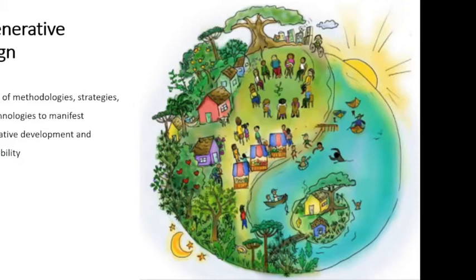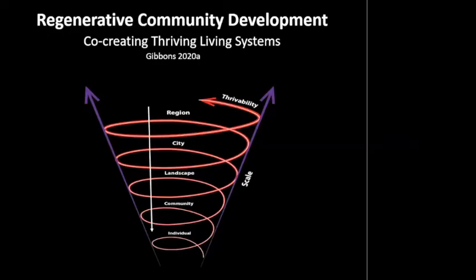And then regenerative design is our system of methodologies, strategies, and technologies to manifest regenerative development and sustainability. And this is a process that happens across scales. So even though we have specific projects we're working on, the projects are embedded within these larger systems of community, landscape, city, and so on. And so one of the principles of regenerative development is that we are enabling the capability of systems to manifest thrivability upscale as well as downscale, even as we're working on our project.